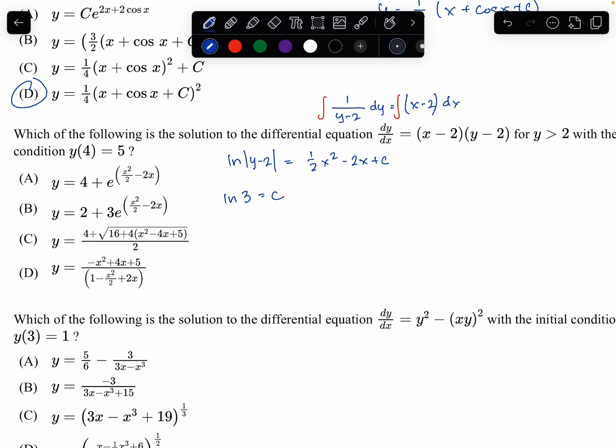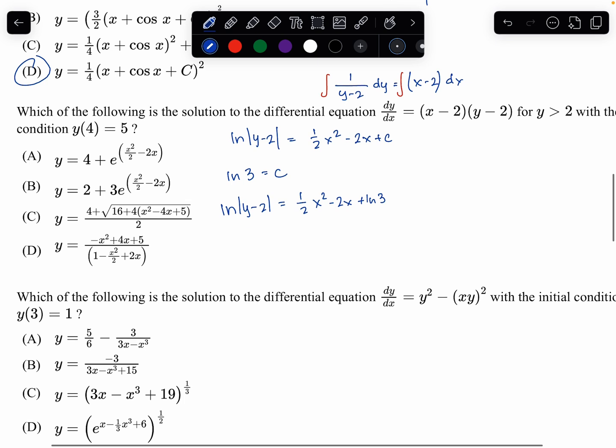But so let's just say that I plug this in as the natural log of 3 for c right here. So the natural log of y minus 2 equal to 1/2 x squared minus 2x plus the natural log of 3. Okay, now the next thing that I'm going to do is exponentiate with a base of e on both sides.